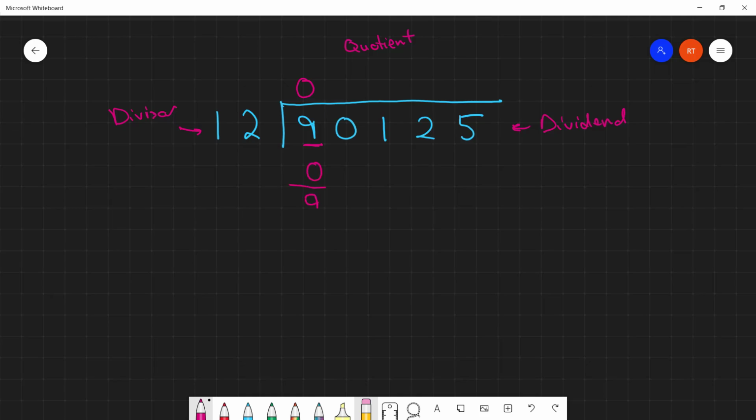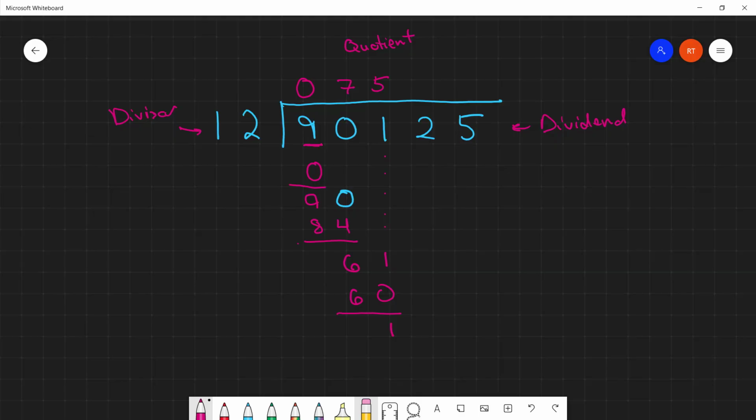Then we bring down the next digit, which gives us 90. Now repeat the instructions. How many times does 12 go into 90? Well, in this case, it does go, in fact, 7 times. So we put a 7 here and multiply 7 times 12. That gives 84, which goes here, and then we subtract to get 6. Bring the next digit down, and then repeat. 12 goes into 61 5 times. Multiply to get 60, write that down, and subtract.